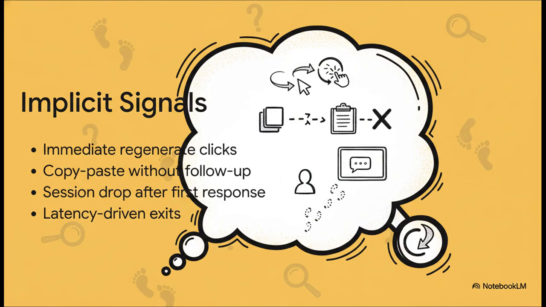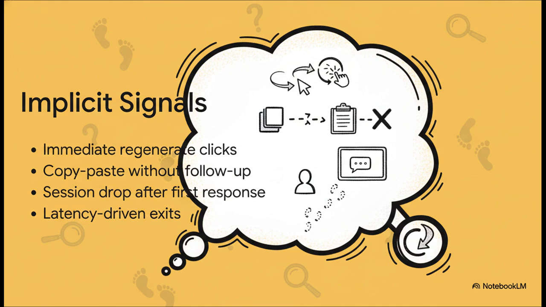The real story, the deeper truth, lies in the implicit signals. It's in their behavior. Just think about it for a second. An immediate click on regenerate, what is that? That's a massive vote of no confidence. Or a user who copies the response and then just immediately bounces?